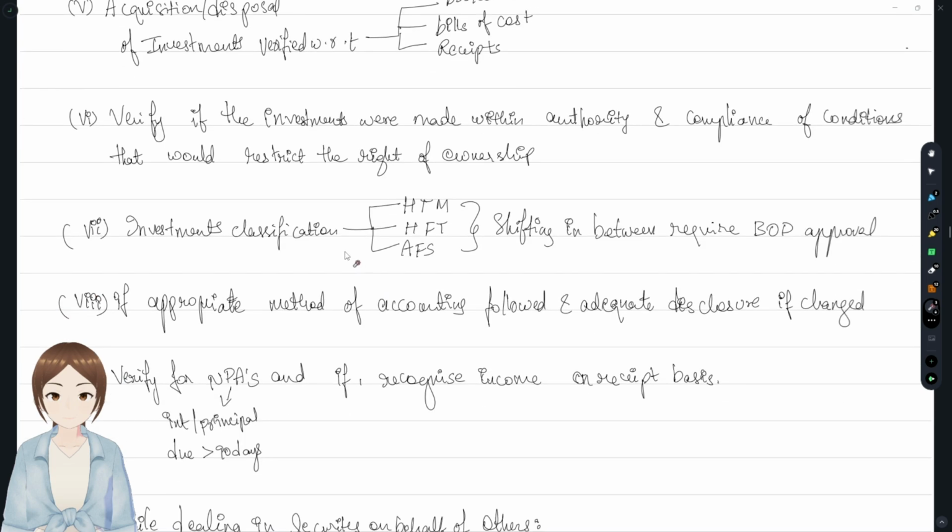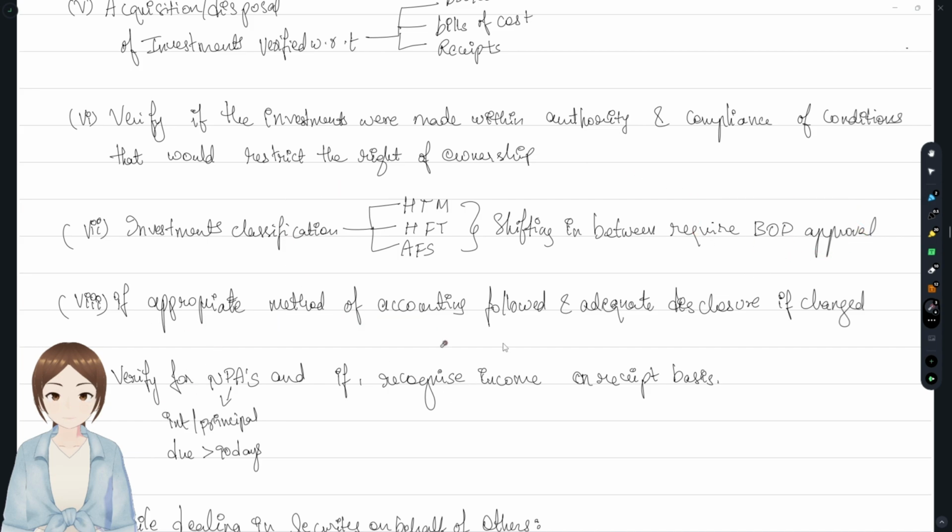We have to check for that and verify the investments were made within authority and with compliance of conditions that would restrict the right of ownership. We have to check whether the investments made were within the authority of that manager or officer, and the compliance of conditions that restrict the right of ownership, like stop selling, etc. And the classification of investments: HTM, held till maturity; HFT, held for trading; AFS, available for sale. Shifting between them requires a board approval, that is shifting from long term to short term, or shifting between these classifications also requires a board approval.